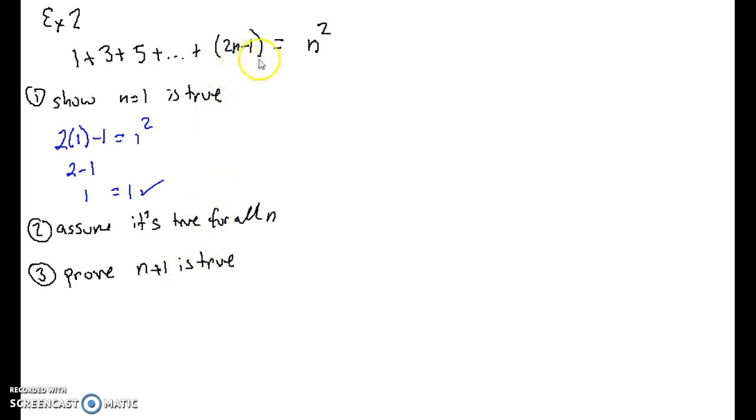So I'm going to do it a little bit differently this time because notice that there's only one variable. So the way I'm going to write it is going to look like this. I'm going to say 1 plus 3 plus 5 plus dot dot dot, and I'm going to keep it as 2n minus 1. And then I'm going to add in another one. So this will be 2 times n plus 1 minus 1, right? So I have my original one, and then I have the new one.